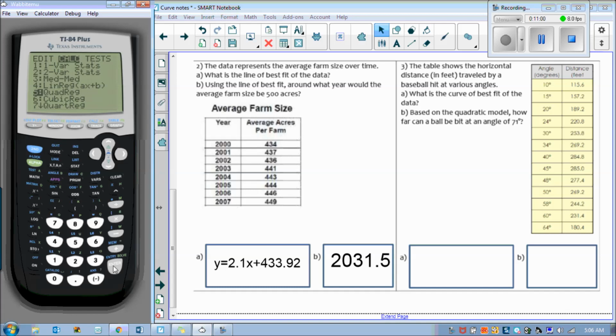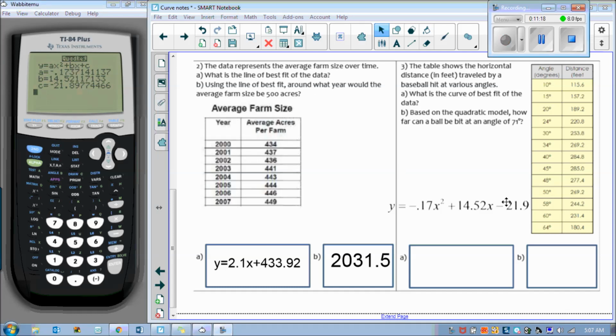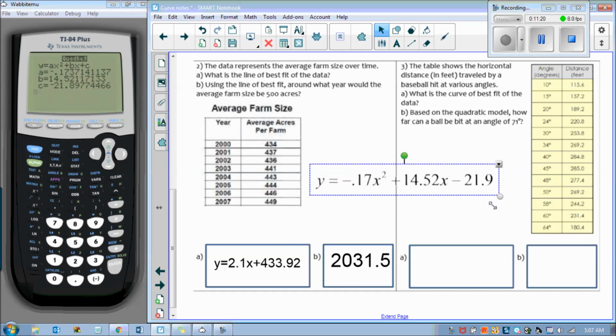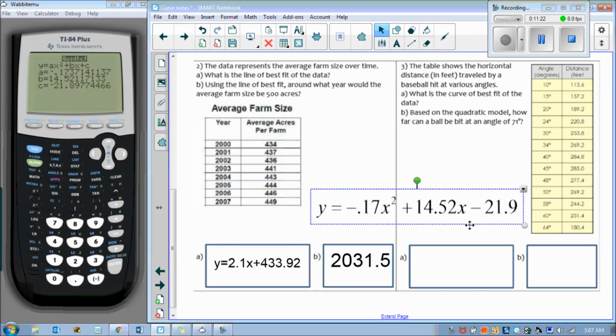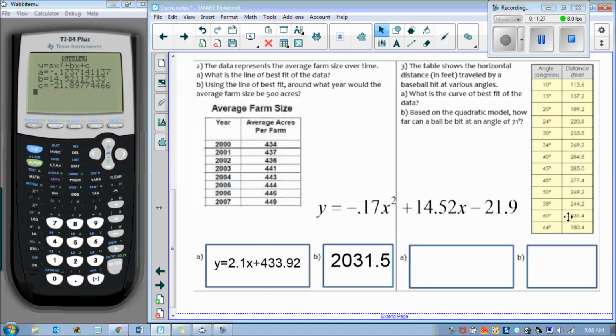So I want a curve of best fit, and I'm going to store that again, variables, and then y variables, and type it in for function y1. And this is my equation, or at least my numbers that go into the a, b, and c in the equation. And so that's how I'd write out the full equation. I'm not going to try to cram it into that box, but that is my quadratic that describes this relationship.